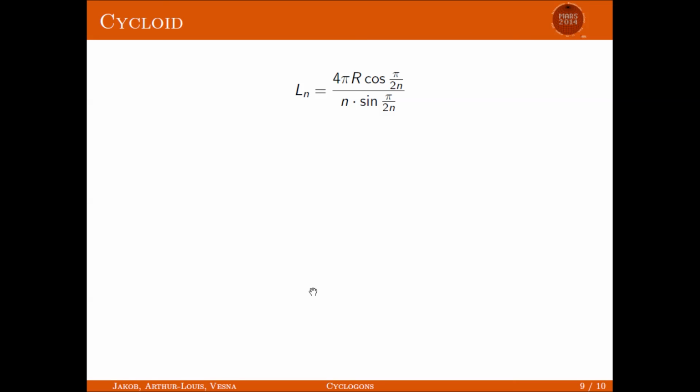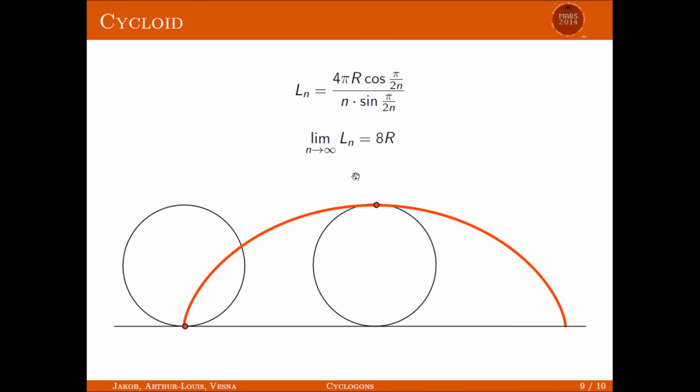Finally, we must express the side a of the polygon with the radius of its circumscribed circle R. The result is visible here. As n becomes larger, the polygons become more and more similar to a circle. So, if n increases infinitely, we get the length of the cycloid, which equals 8 times r, where r is the radius of the circle. So, there you have it.